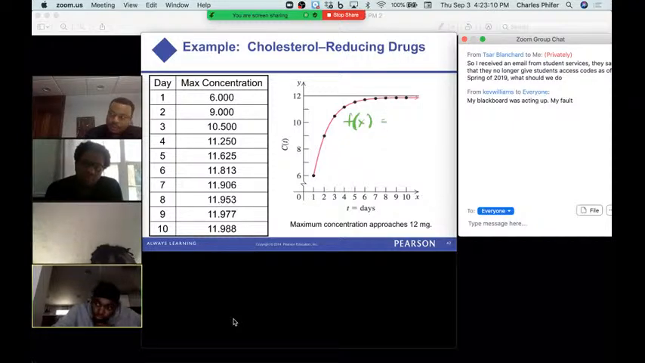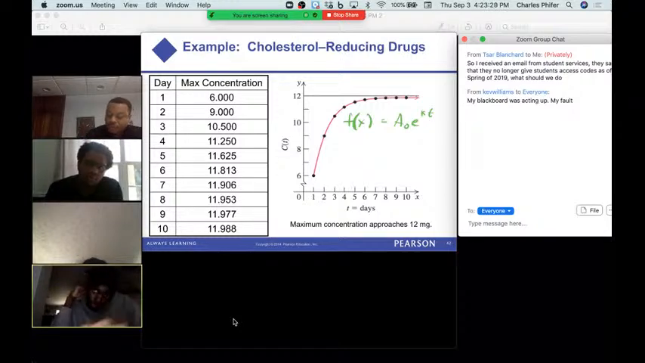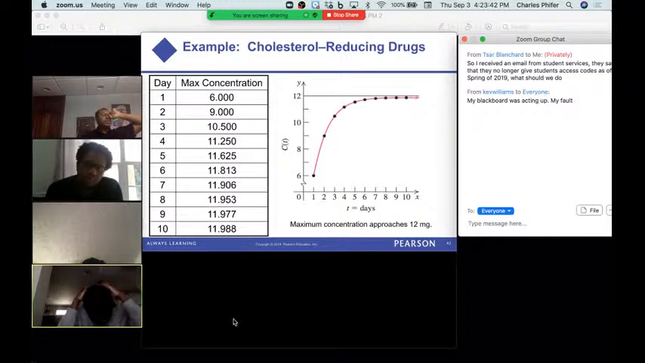Let's do A naught e to the kt. Let me think about it. Oh, that's going to be a bit much, because I'm going to have to do a little bit of work. We'll get to this and we'll be able to do it. I don't want to eat up time right now crunching through this, and I don't want to confuse you guys. But we're going to come to this eventually. We'll see if we get to that before the semester's out. But that's a little preview of what's to come. That was exponential decay, and we can model it.